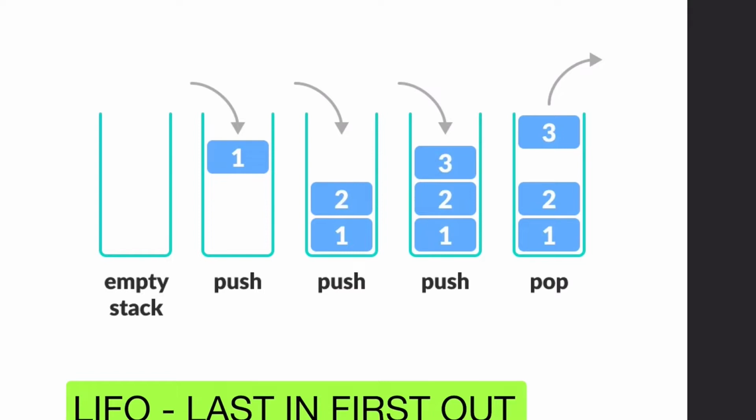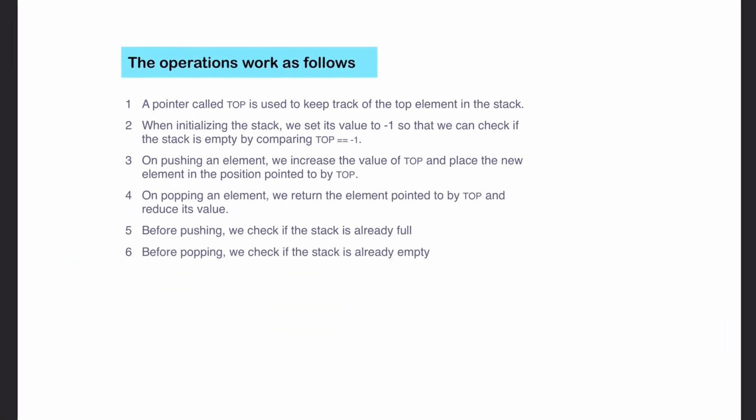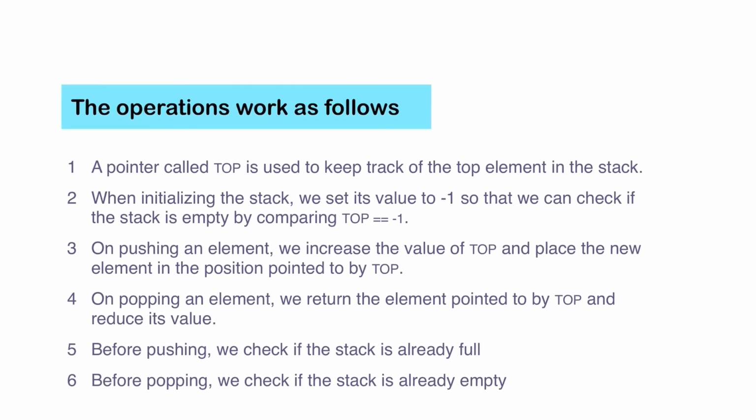So that's what the top is. Don't worry about the pointer that you have studied in C. It's not going to be that. Now let's have a look at the second line over here. When initializing the stack, we set its value to -1 so that we can check if the stack is empty by comparing top equal to -1. So I can understand this line over here. It says that we have to set the initial value to -1, and check if the stack is empty by comparing top equal to -1.